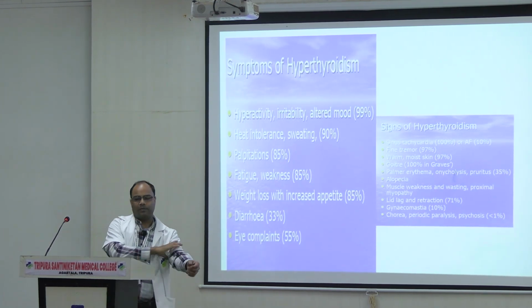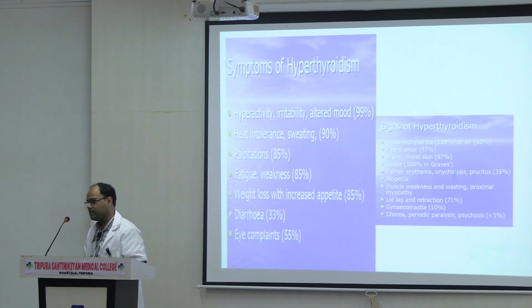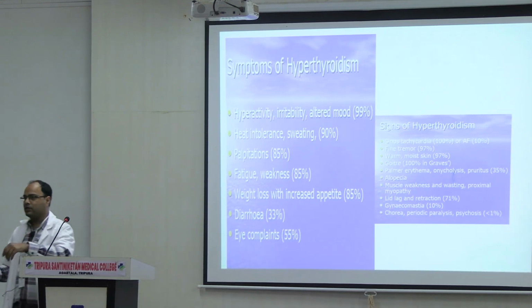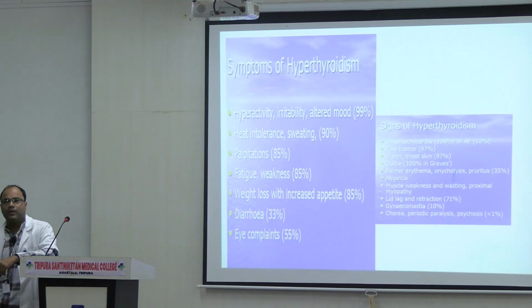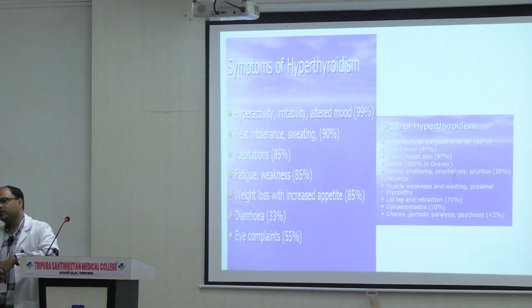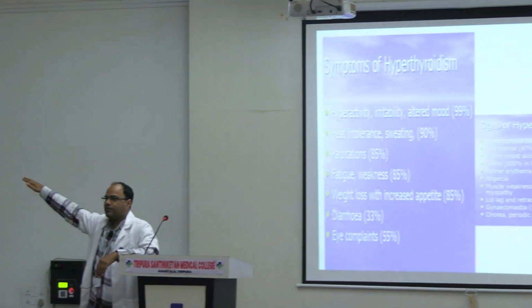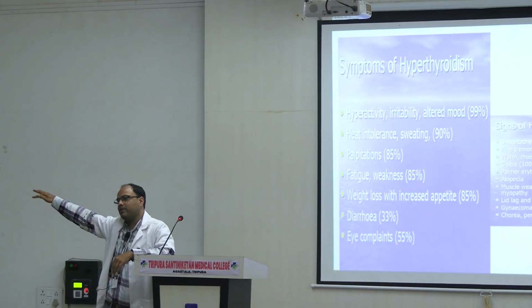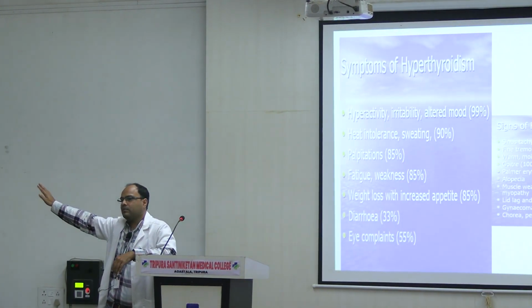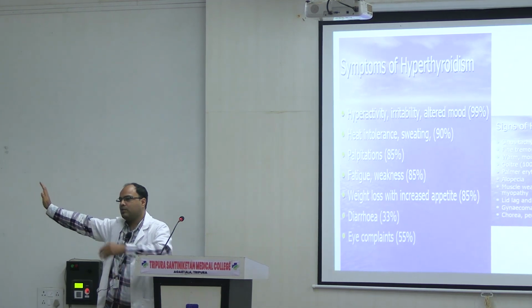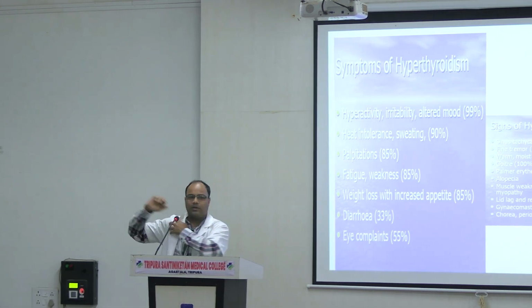Muscle wasting, proximal myopathy. The patient may develop this because it causes a negative nitrogen balance. So the patient may develop muscle wasting, eventually muscle weakness. If you ask the patient to raise the hand and keep it for several seconds, you may find difficulty because of muscle weakness. This is proximal myopathy.